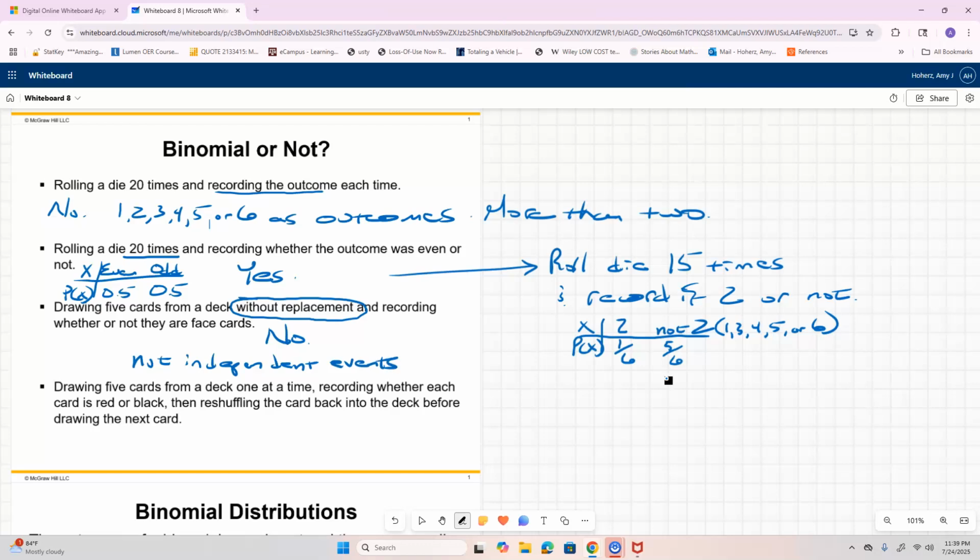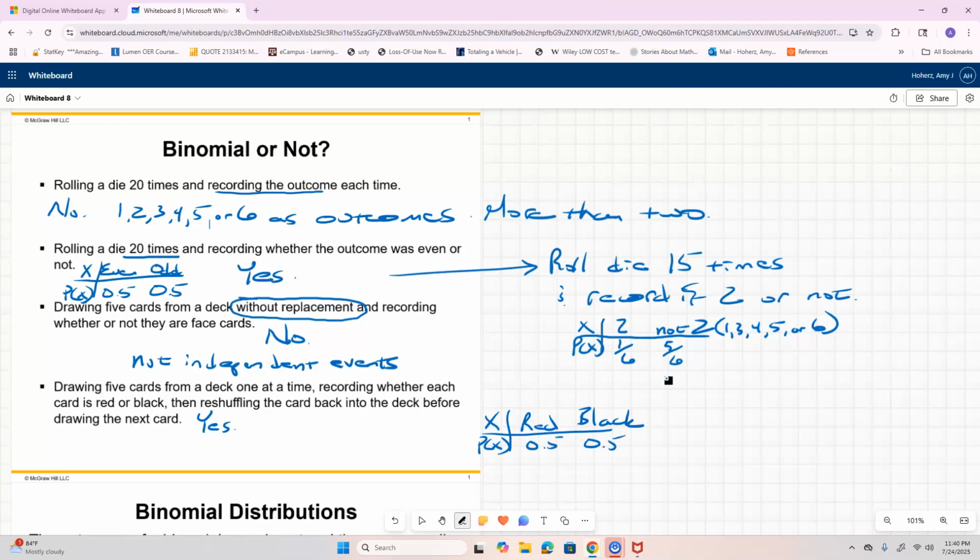But what if we draw 5 cards from a deck one at a time, recording whether each card is red or black, then reshuffle the cards back into the deck before drawing the next card? That would be binomial, because you only have red and black. I don't like that they've got all these 50-50. We'll do another one with the cards. So you've got red and you've got black. And in this situation, that would be 50 and 50.